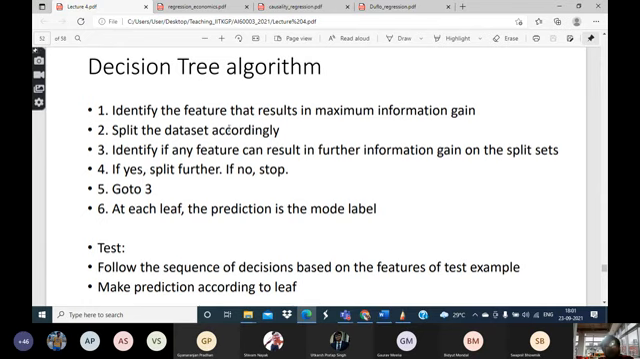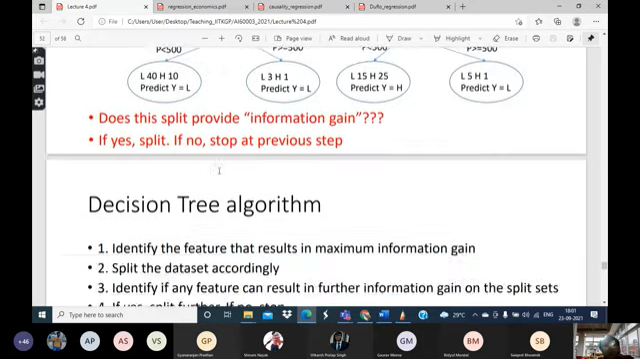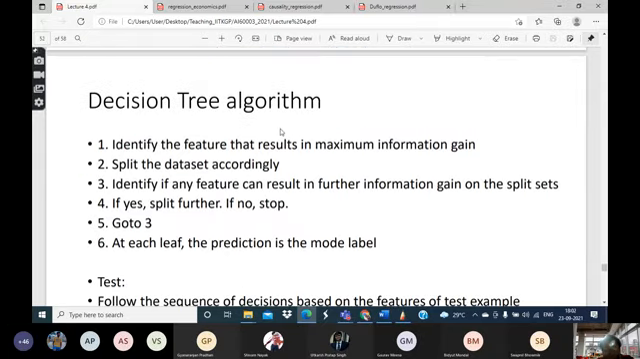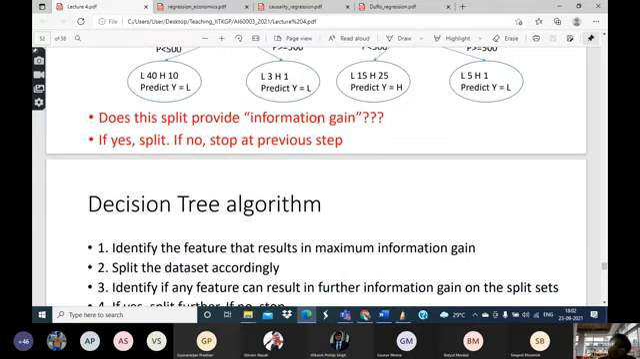Split the data set accordingly. Identify if any feature can result in further information gain on the split sets. If there is some other feature based on which you can split these subsets further, then you split it. If it does not exist, stop. Now, if you split it, then you go back to step 3. That is, you identify more features also.